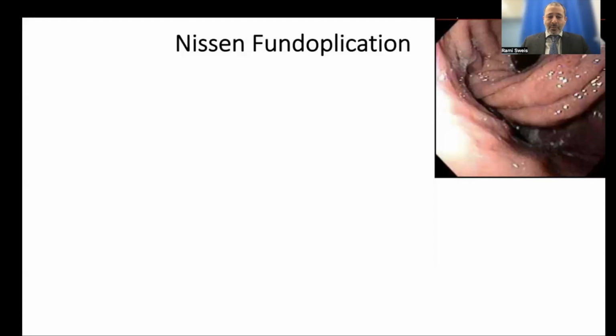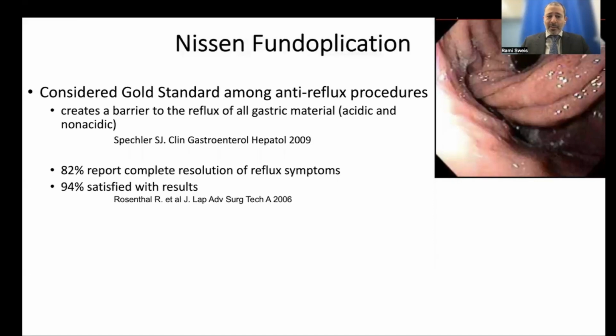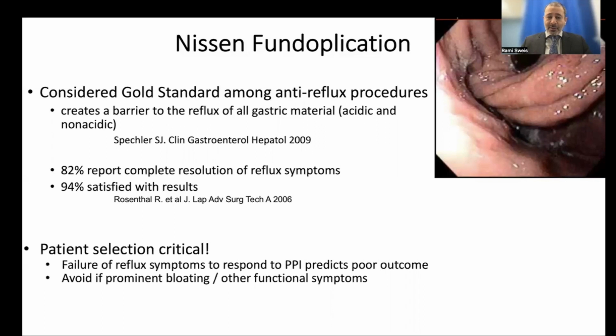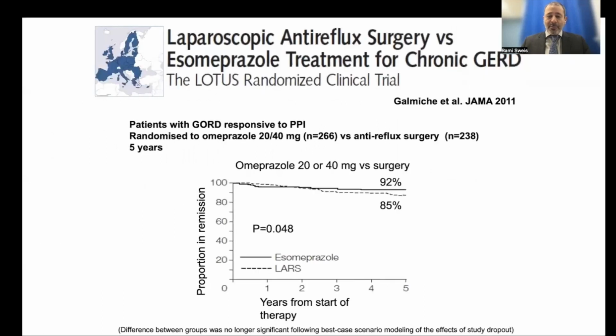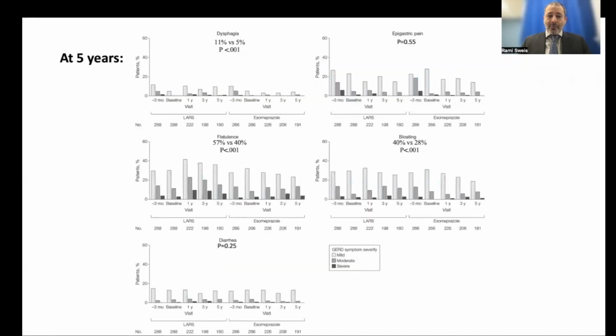Nissen fundoplication is considered to be the gold standard. It has been around for many years, and there is good response both symptomatically and objectively on pH testing, and there is evidence of longevity. Patient selection, however, is critical. We know from studies such as the LOTUS trial and the SOPRAN study and others that response to anti-reflux surgery is prolonged. However, we also know that patients who have anti-reflux surgery have a high likelihood of developing side effects, such as dysphagia, epigastric pain, flatulence, bloating, diarrhea. Up to 50% of patients can have these side effects.